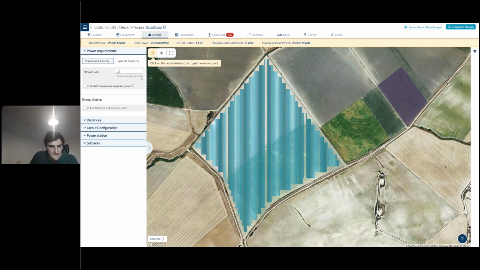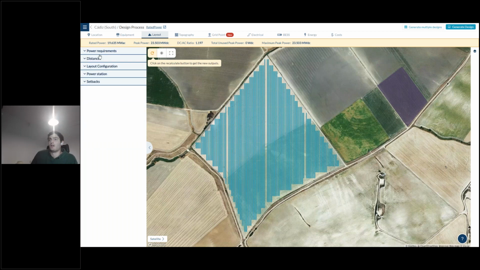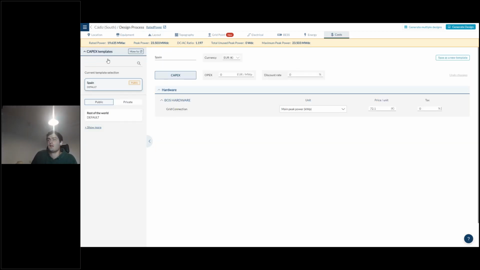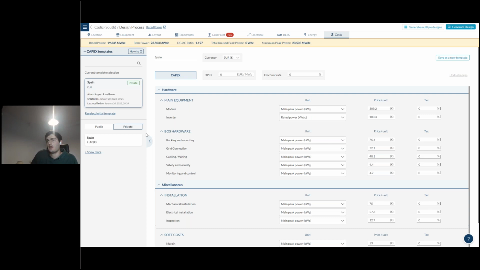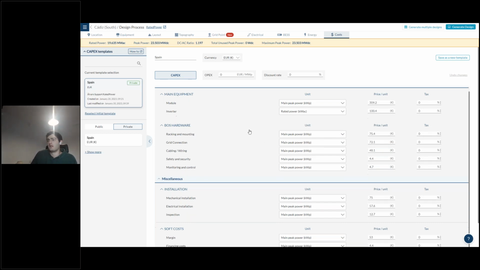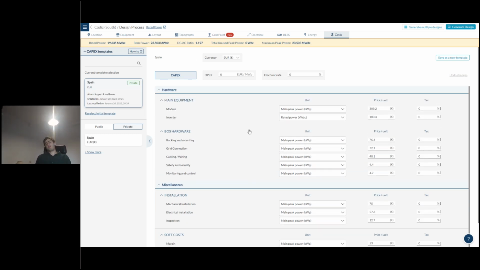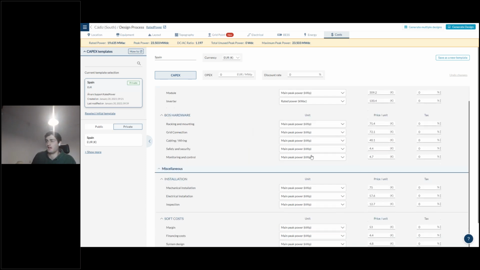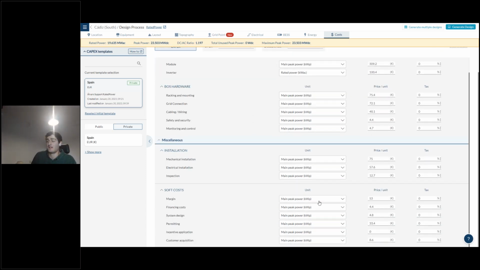Does the calculated cost include only the components or the total cost of the installation? So here, in the case that I was using, what we have done is that we have checked the IRENA cost. We have checked what are the entries that they consider when defining the cost of a PV plant. We have separated all of them and added all of them here, but having as the unit the main peak power of each one of these entries.